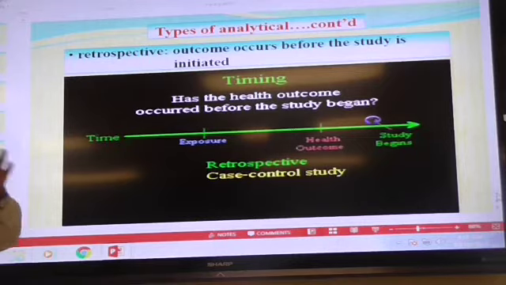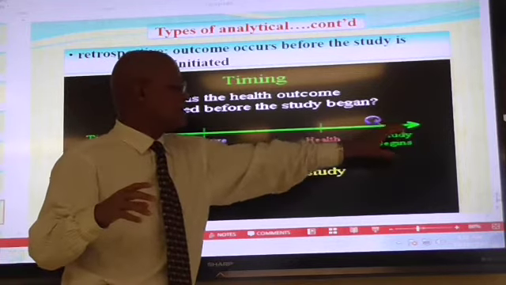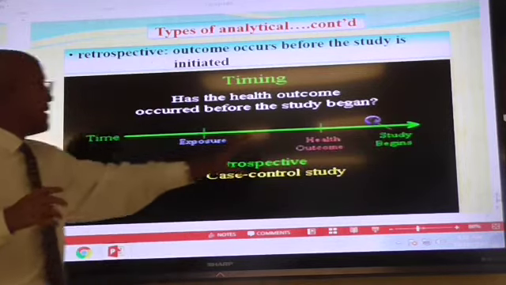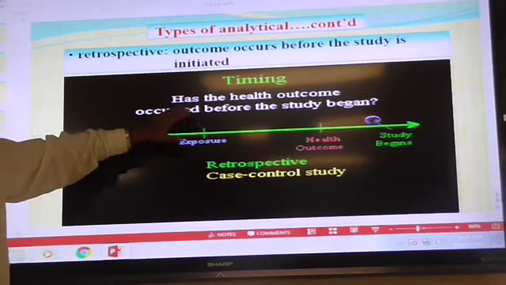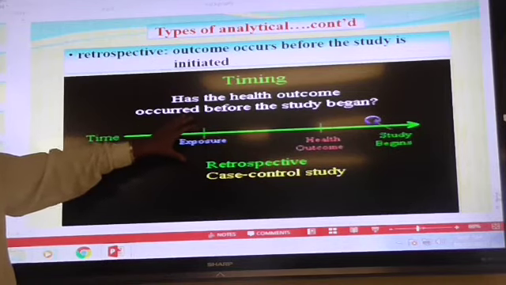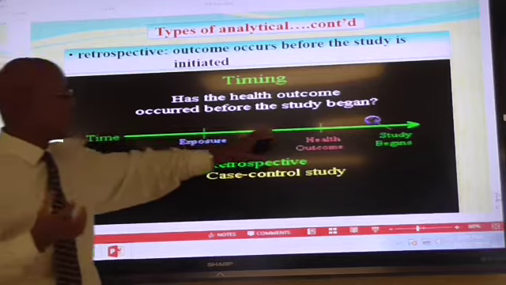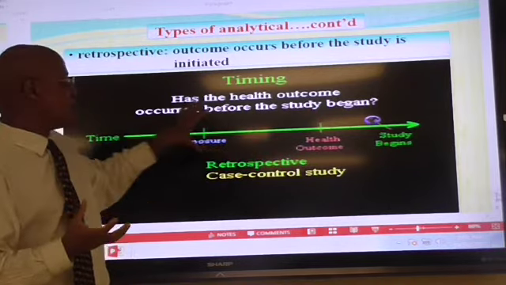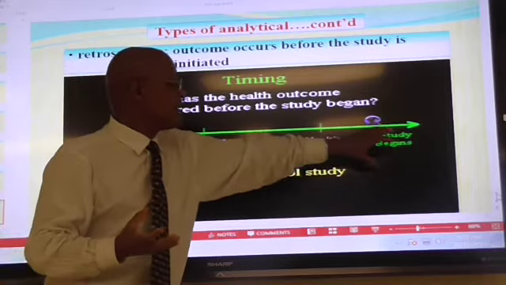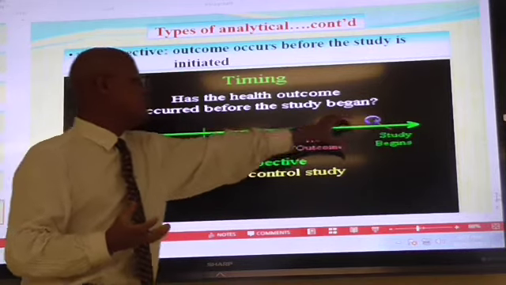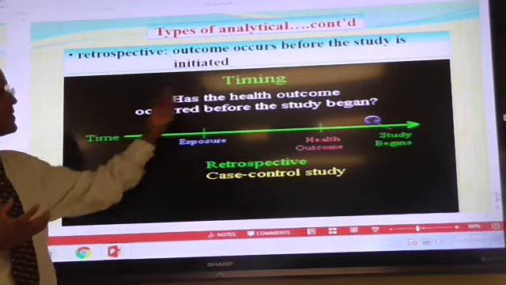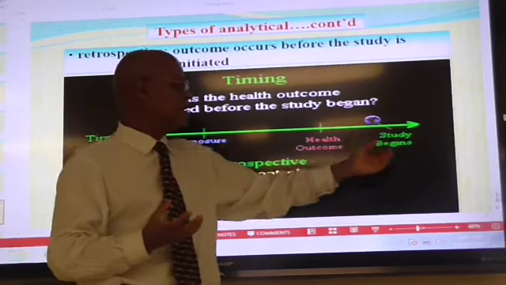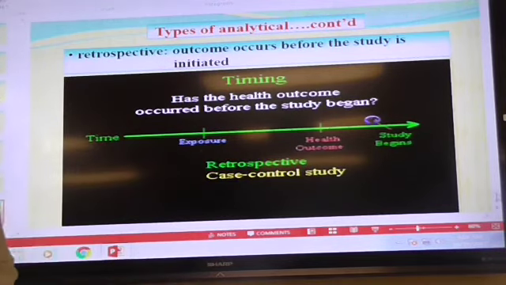In that case, the investigator starts his study here, and then looks at whether exposure is present or absent by looking in the record, and also looks at the health outcome in the record. So although the directionality is forward, in terms of timing it's retrospective, because when the study began, the health outcome had already occurred.